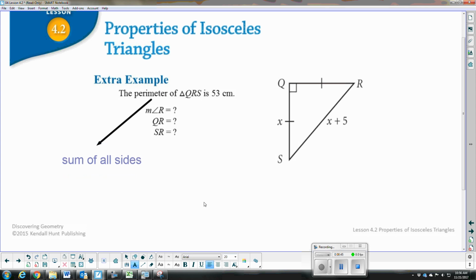So looking at this triangle, if we want to write an equation for the perimeter, we know that it's 53. And we know this side is x, this side is x plus 5, and this side is congruent to QS. So this also has to be x.